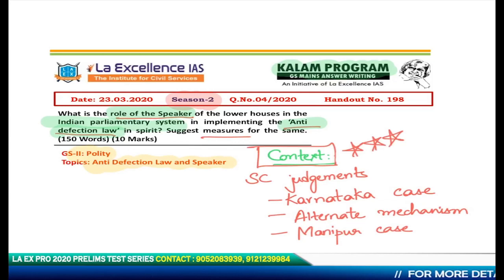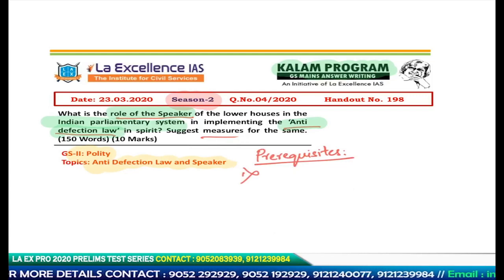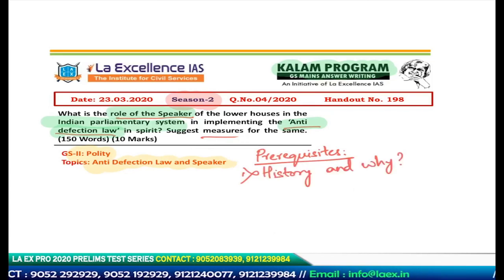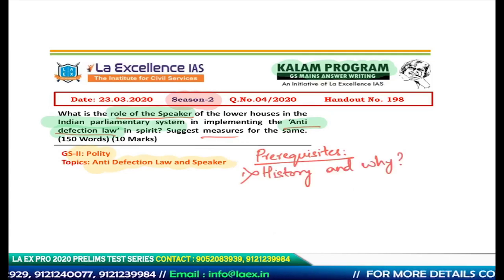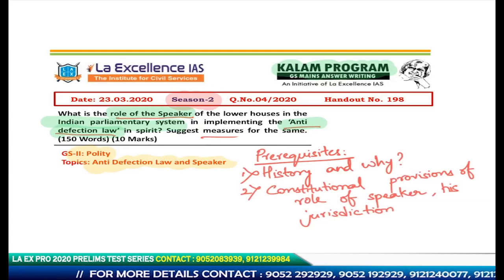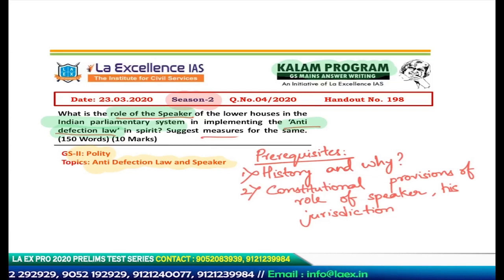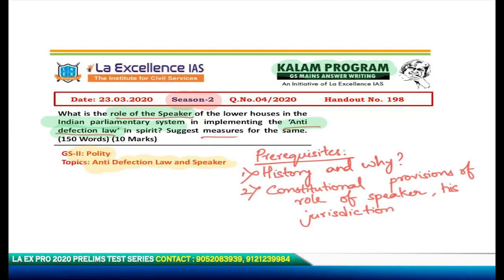Let us now look at some of the prerequisites required to answer this question. First and foremost, we need to know why this anti-defection law has been enacted and by what process. We also need to know the role of Speaker as mentioned in the 10th schedule. The 10th schedule is about anti-defection law, and one needs to know what is the role of the Speaker mentioned in that schedule. So here we are supposed to know the constitutional provisions about the role of the Speaker and we also need to know what is the jurisdiction which Speaker can exercise in pursuance of these provisions.